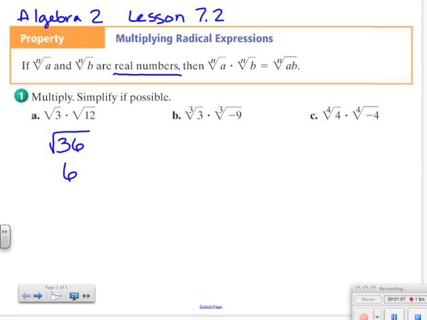In letter B, we're going to do the cube root. So again, I'm going to multiply those. 3 times negative 9 gives me negative 27. And the cube root of negative 27 is negative 3. Looking at the fourth root, however, the fourth root of a negative value is an even root of a negative number, therefore it is impossible. It is impossible because an even root of a negative number is not real. It is imaginary. So it is not something that we can use that property with.